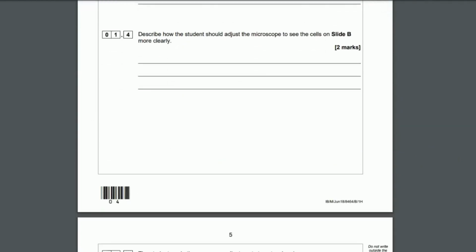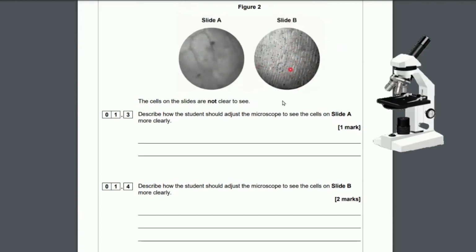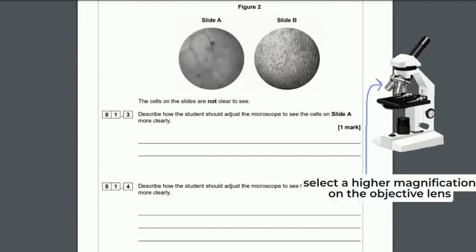Okay, 1.4. Describe how the student should adjust the microscope to see the cells on slide B more clearly. So we can see the cells on slide B. We've got a little problem here, is that they're just not big enough. So what do we need to change on this? We need to select a higher magnification.